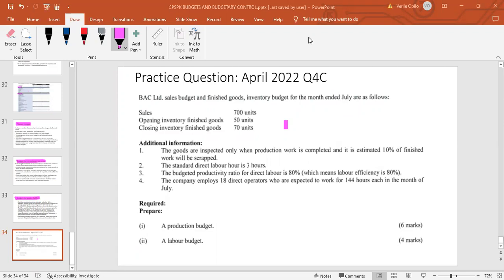So next class, we'll just do revision of the past papers, the MOOCs that I gave you. So make sure you attempt that MOOC, and have a good night.